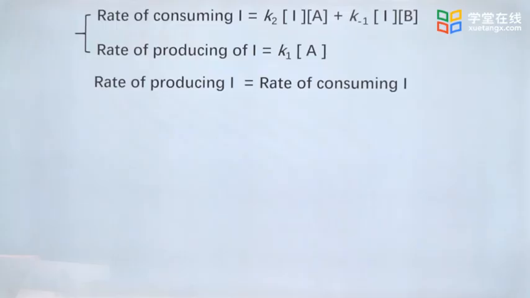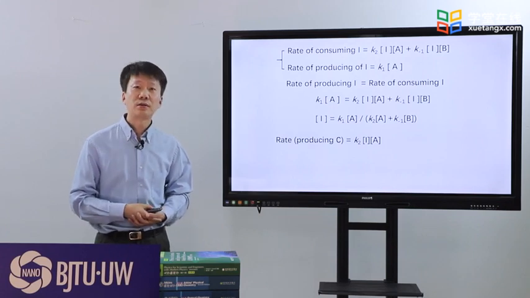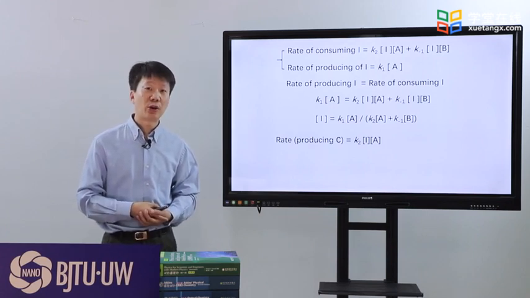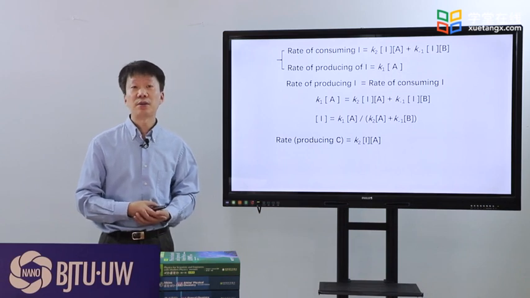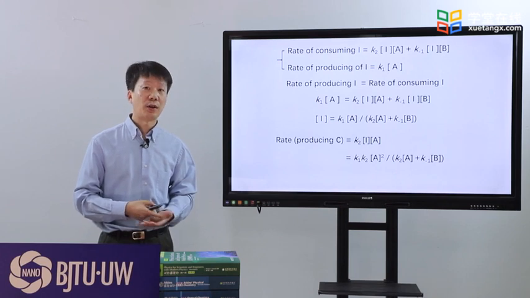Using the steady state approximation, the 2 rates are equal. We have the concentration of I equals K1 times A divided by K2 times A plus K minus 1 times B. Then the rate of producing C equals K2 times I and A, where the concentration of I is replaced with the above equation. We finally have the formula for the reaction rate.